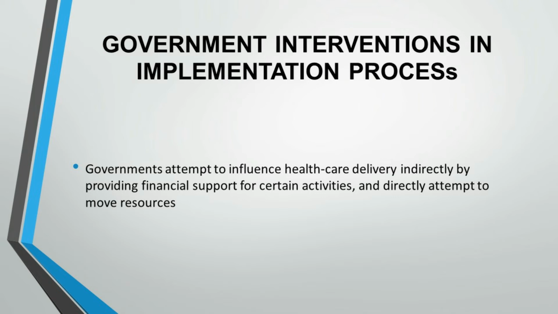There are many kinds of healthcare regulations which include facilities, cost, quality, and pharmaceuticals. Governments attempt to influence healthcare delivery indirectly by providing financial support for certain activities and directly attempt to move resources around in the health industry.